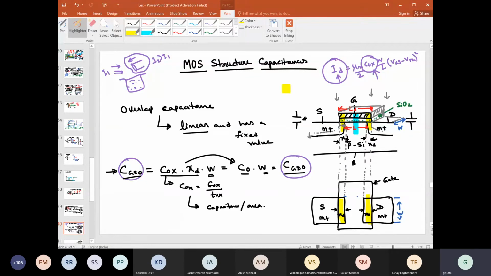Sir, I could not understand why CGSO and CGDO would not change, because if we change VD or VS, then the depletion regions would change. Yeah, so you are right.